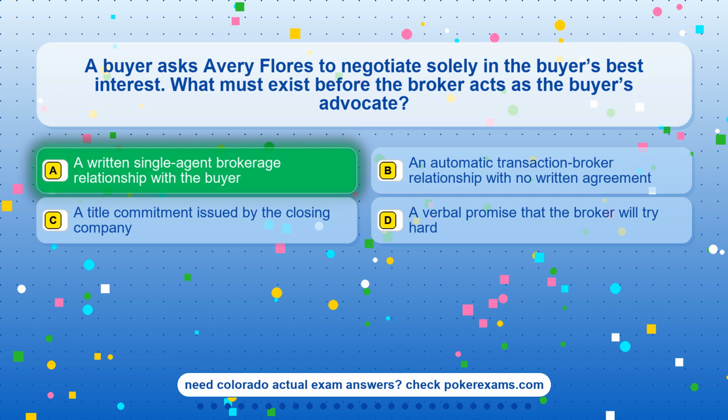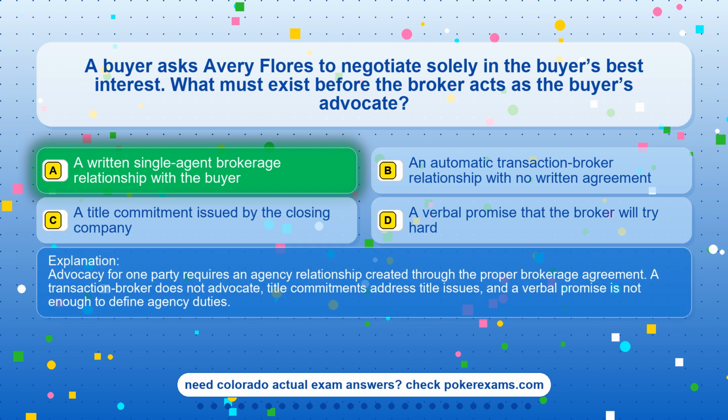The correct answer is option A. A written single-agent brokerage relationship with the buyer. Advocacy for one party requires an agency relationship created through the proper brokerage agreement. A transaction-broker does not advocate, title commitments address title issues, and a verbal promise is not enough to define agency duties.